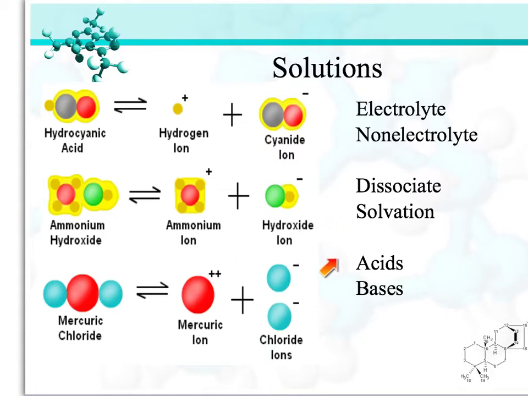Then we have also the idea that molecular compounds are non-electrolytes and do not dissolve in water. There are some exceptions to that, though. Acids are the notable exception. They are molecular compounds, but they do dissolve in water, as shown here with the hydrocyanic acid dissolving into hydrogen ion and cyanide ion. The second example on this page is an ionic compound that is also a base. You have ammonium hydroxide producing ammonium ion and hydroxide ion. And finally, a plain old ionic compound, mercuric chloride, producing mercuric ion and chloride ions.